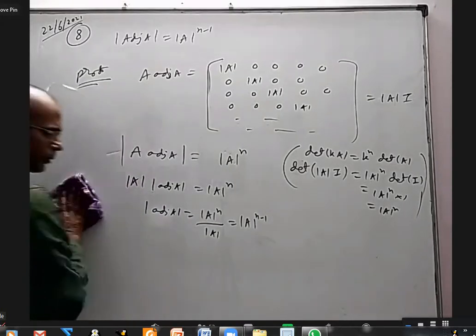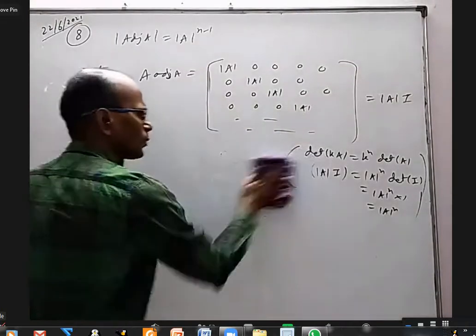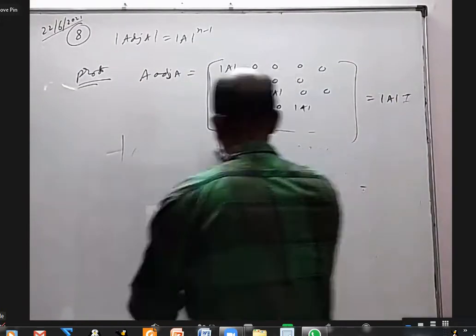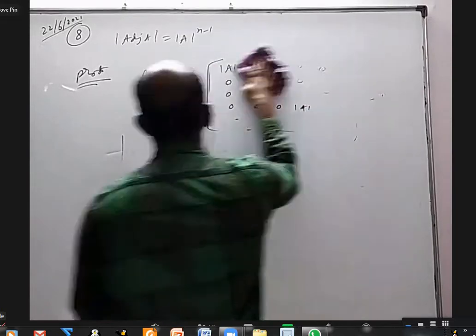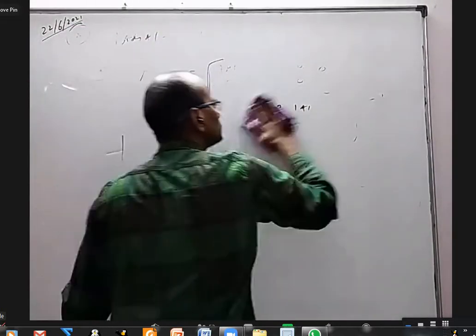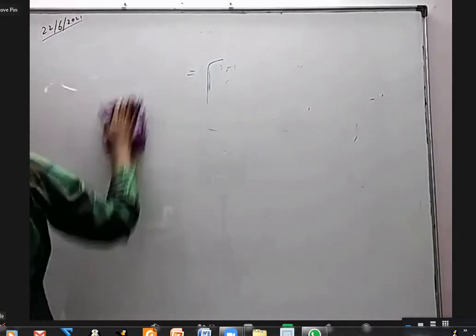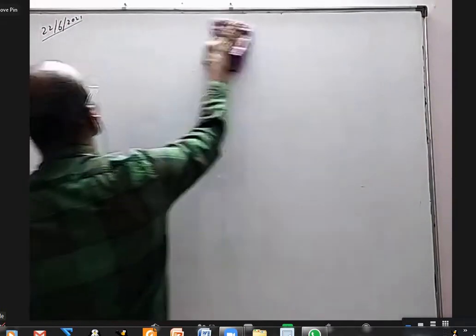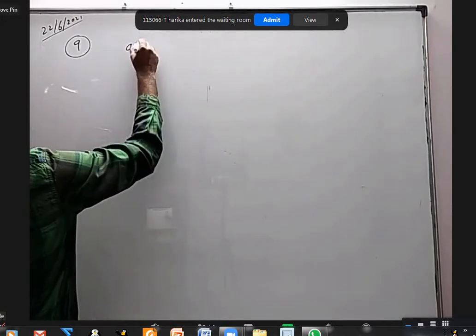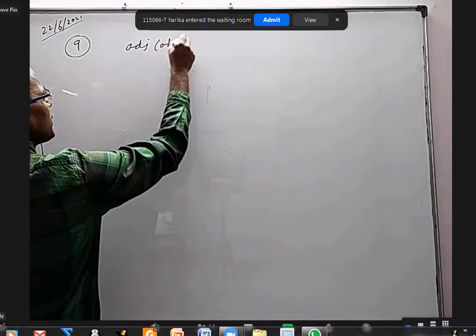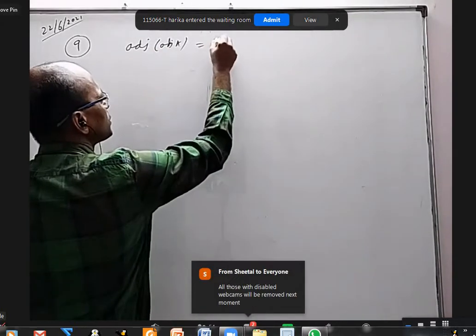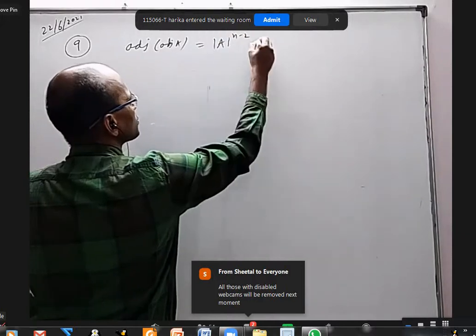Okay, I'm going to erase this. Okay, 9th property. Adjoint of adjoint A is equal to det A power n minus 2 into A.